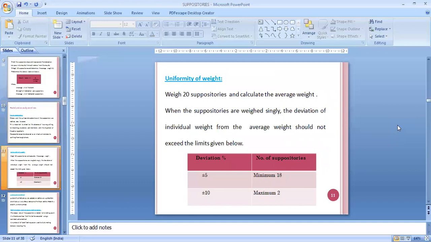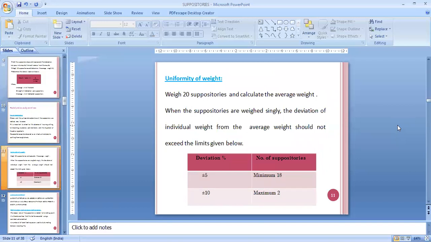So uniformity of weight, another one. Weigh 20 suppositories and calculate the average weight. First weigh all 20 suppositories and take the average weight. Then when the suppositories are weighed singly, that means individually, the deviation of the individual weight from the average weight should not exceed the limits given below.